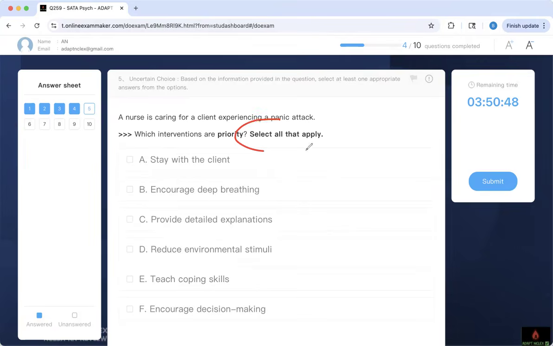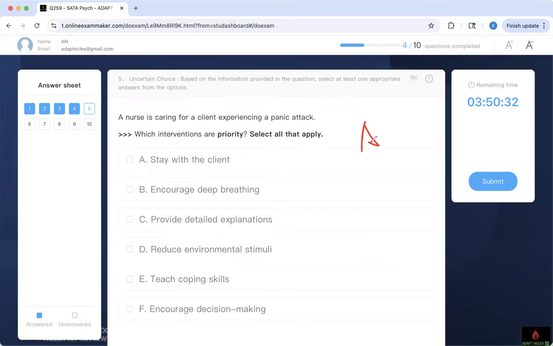As usual, select or apply. You don't have to select everything. He said intervention. You've got to do anything, but there's a priority here. That changes everything. And this is caring for a client who is experiencing an acute problem. Now, let me rewrite everything.